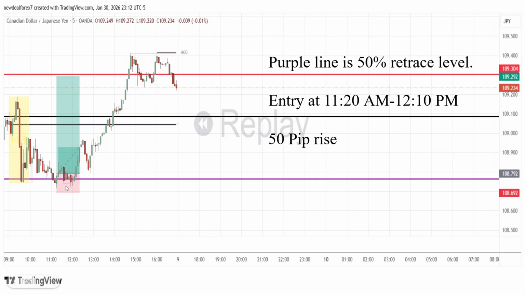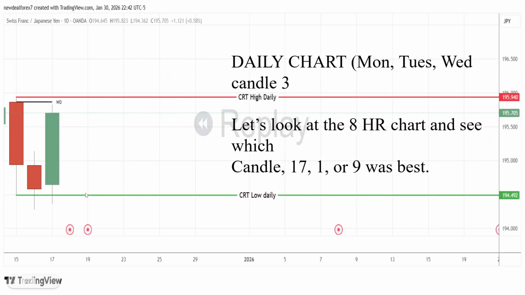So that's good. And then, any entry here gives you plenty of time, from 11:20 a.m. to 12:10 p.m. So that's almost an hour that you could have got in. The low did hold right here, and then you're just off to the races. It went up. That was good. A 50 pip rise. So like I said, 1 to 5 on that one would have been great. But remember, the non-negotiable: this low must hold. Your stop loss goes below the low of what you believe to be the candle.